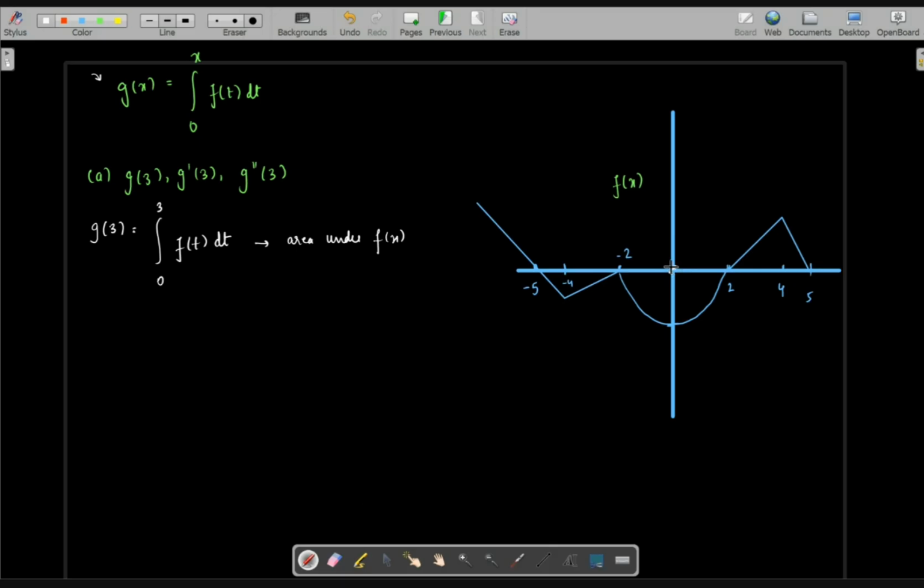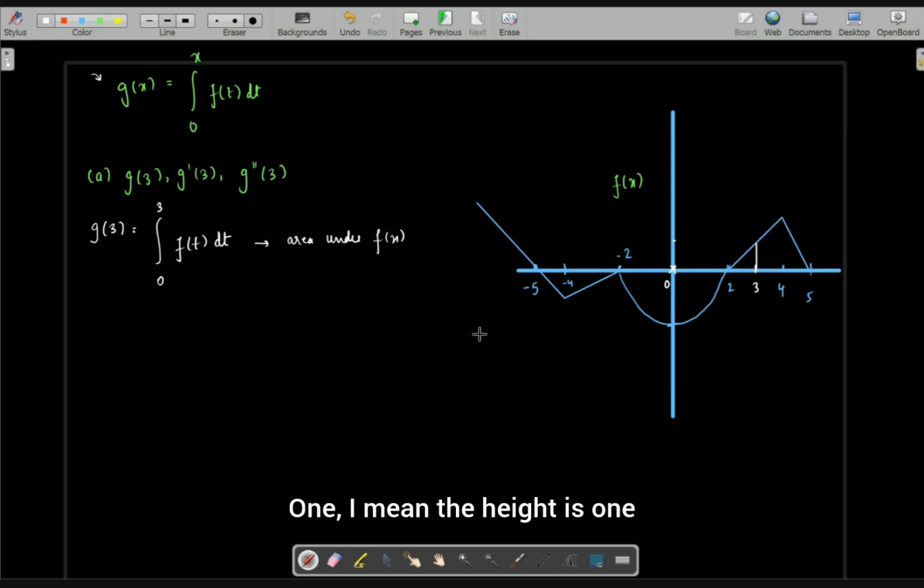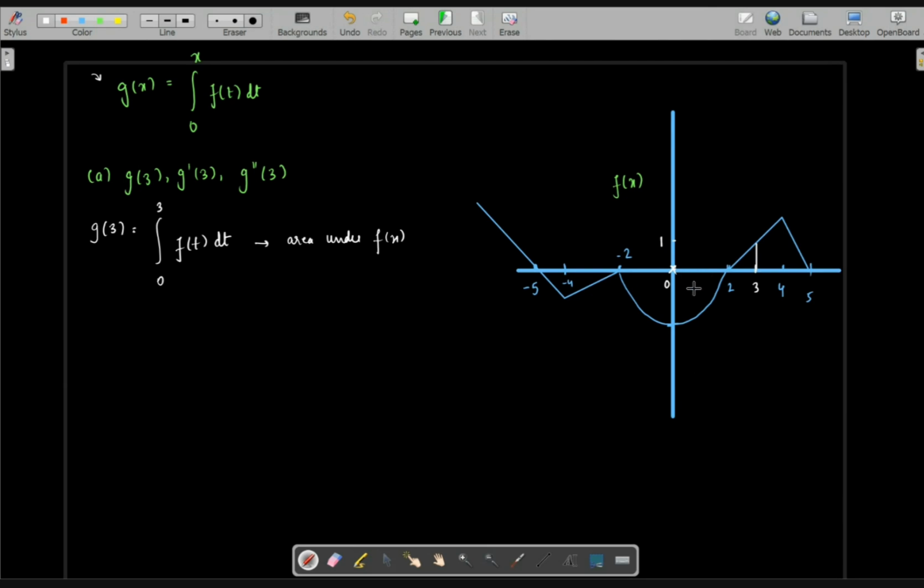So this point is 0. And it is the integral from 0 to 2 plus the integral from 2 to 3? Yes, we can simply use geometry. So 0 to 2 is a quarter circle, and then 2 to 3 will be a triangle. This point is 1, I mean, the height is 1. So you just have to find the area of this quarter circle. You know that its radius is 2.